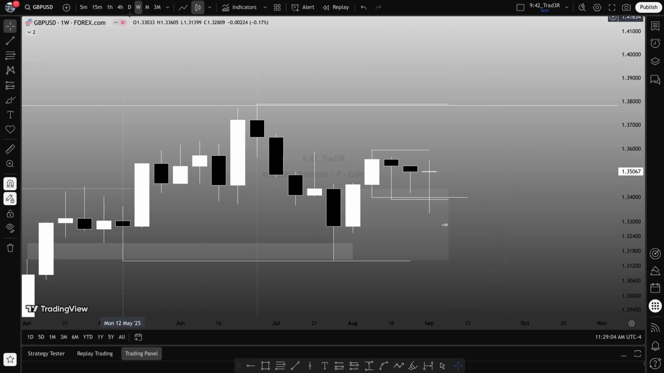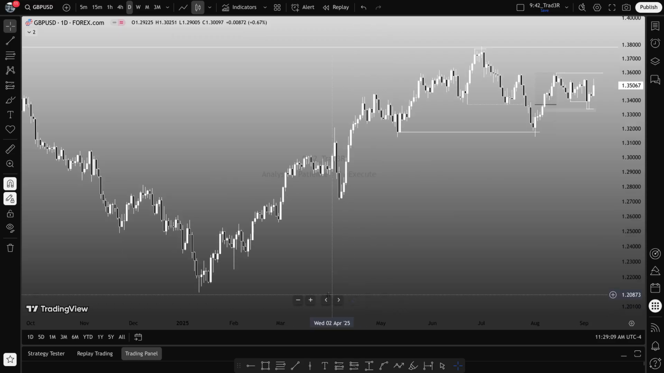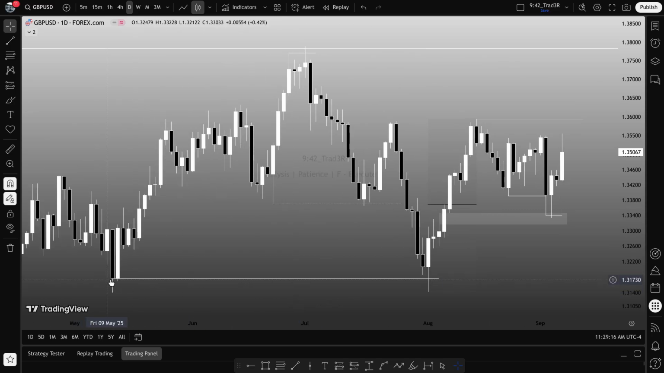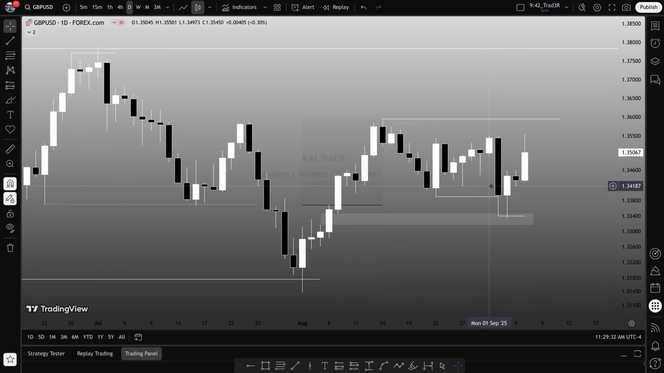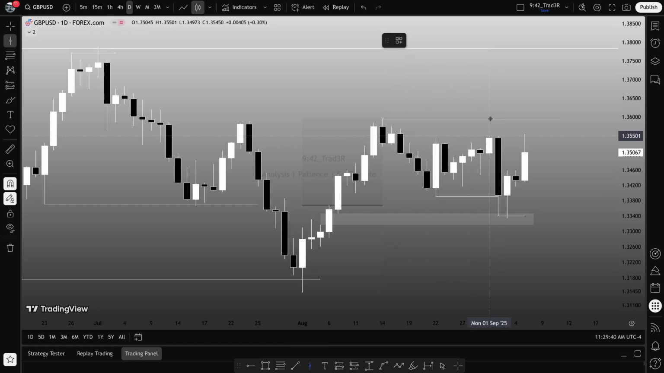So let's see the daily first. On the daily time frame, if we zoom out and zoom back in, you can see that price reacted off of this rejection block here and expanded higher. Ever since then, price has been consolidating above the 50% of this swing low to the swing high. So last week, starting from here, this is Monday. If we put the vertical line here, weekly range, put it here.